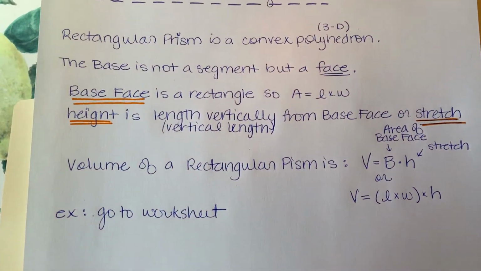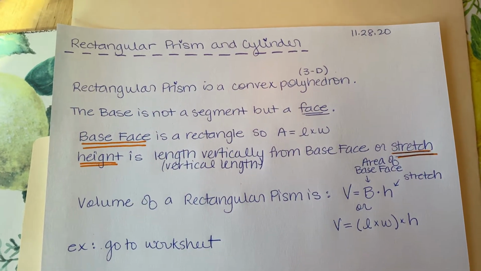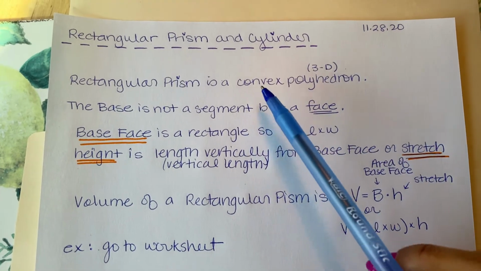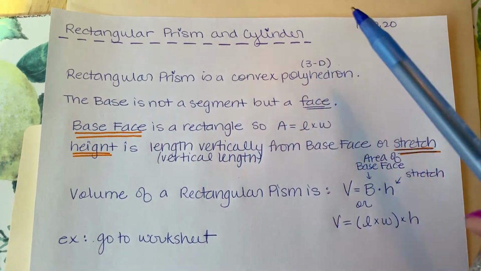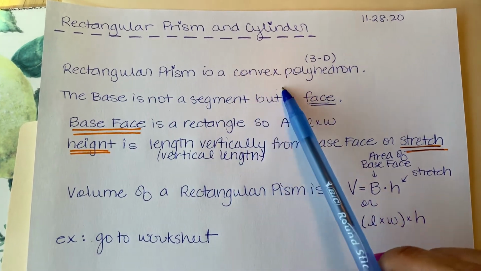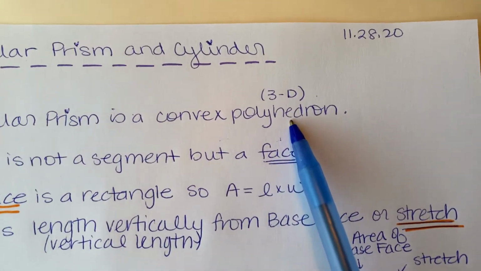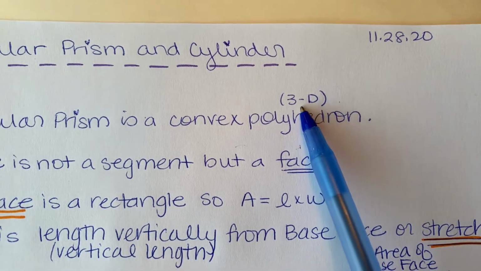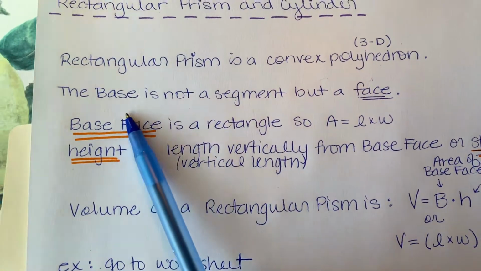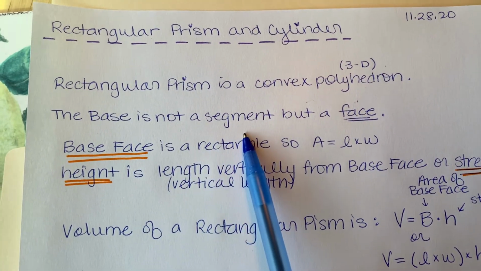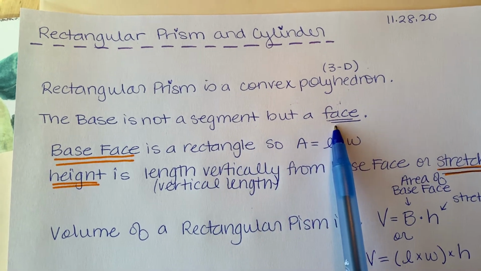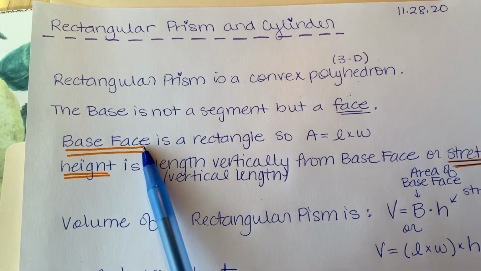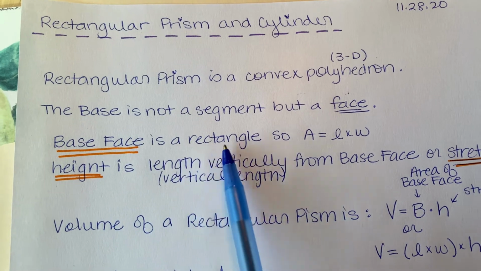Okay, all right, so look, I said rectangular prisms plural, but a rectangular prism is a convex polyhedron. Polyhedron versus polygon: a polygon is two-dimensional, a polyhedron is three-dimensional. The base is not a segment, but it's a face. So you'll hear base face is a rectangle.